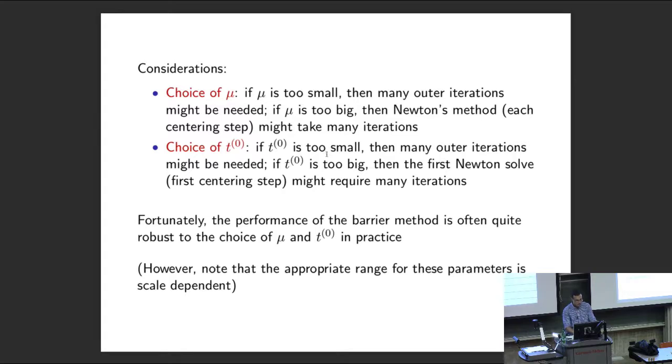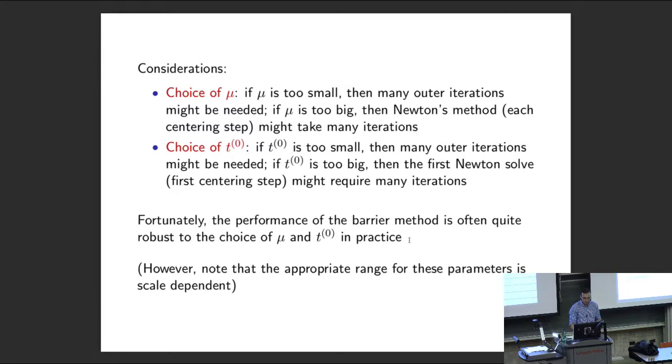The trade-off with t is similar. If you take t to be too big, then this is the problem that we described initially. If you take t to be huge, then you're going to have too many Newton steps to begin with. If t is small, then you're probably going to need many outer iterations to get to a highly accurate solution, because it's going to take you a while to get to a very big value of t.